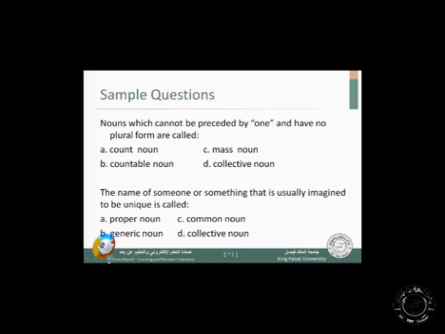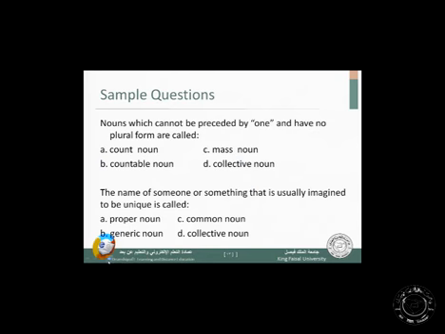So I might ask you some questions related to the definition. So nouns, I might give you the definition, I ask you to choose the term. So nouns which cannot be preceded by one and have no plural form are called... So what do we call this? A noun that cannot be preceded by one. We can't put one before this noun when we form a sentence. And it doesn't have a plural form. We can't make it plural. Do we call this count noun? Do we call this countable noun? Do we call it mass noun, or do we call it collective noun?